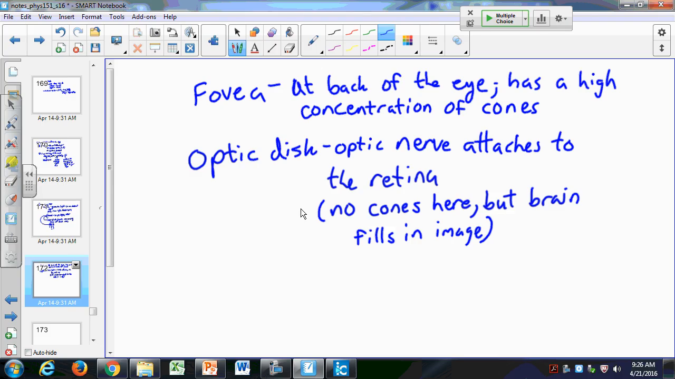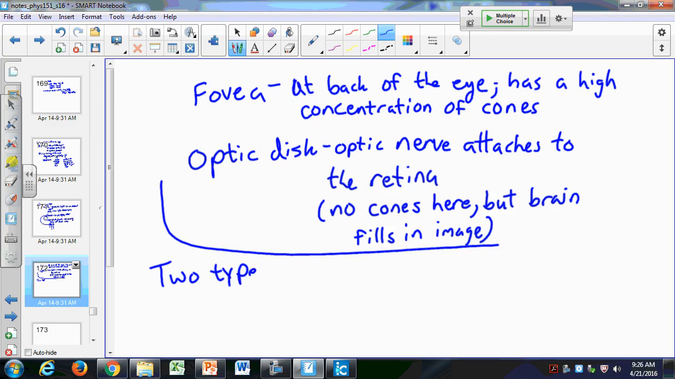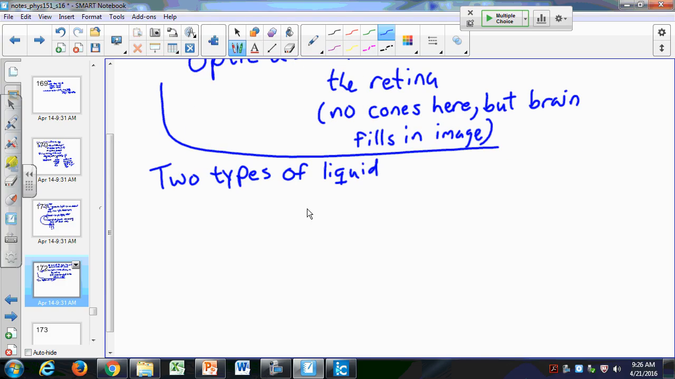All right, we have two types of liquid in the eye. We talked about this, or I gave you the names. You need to know the difference between them and the purpose that they serve. There's the aqueous humor. This is between the lens and the cornea.